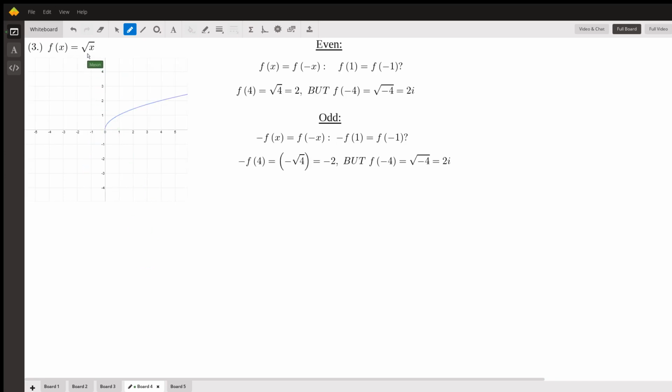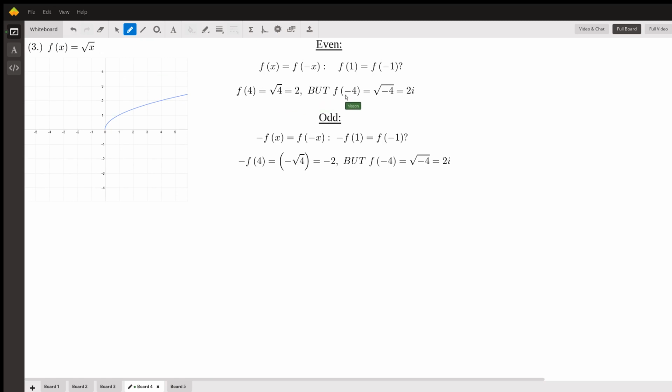F of x is equal to the square root of x. So looking at the graph, it's immediately evident that this is neither symmetric about the y-axis or the origin, but to prove it using the equations that we have, f of x must be equal to f of negative x. If we look at x equals 4, f of 4 will be equal to the square root of 4, which is equal to 2.